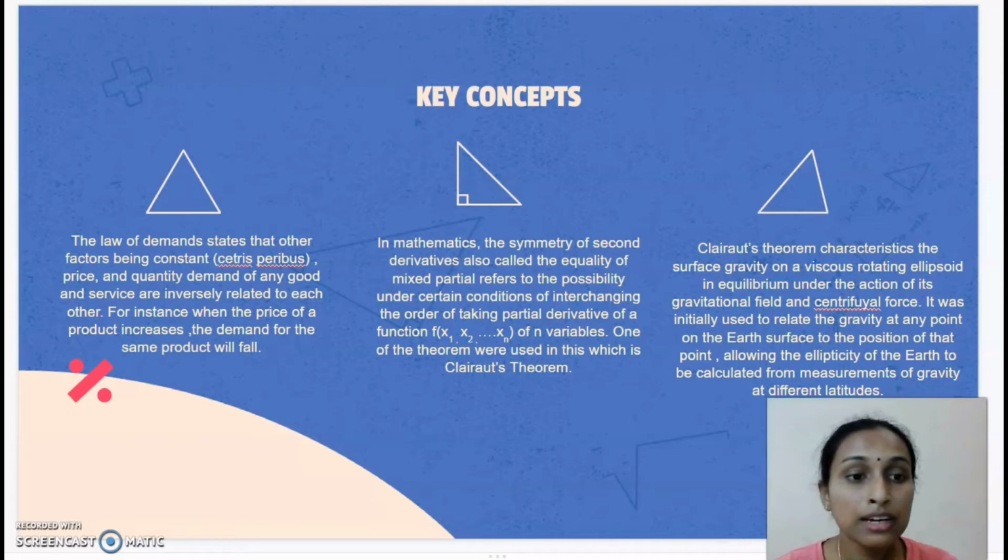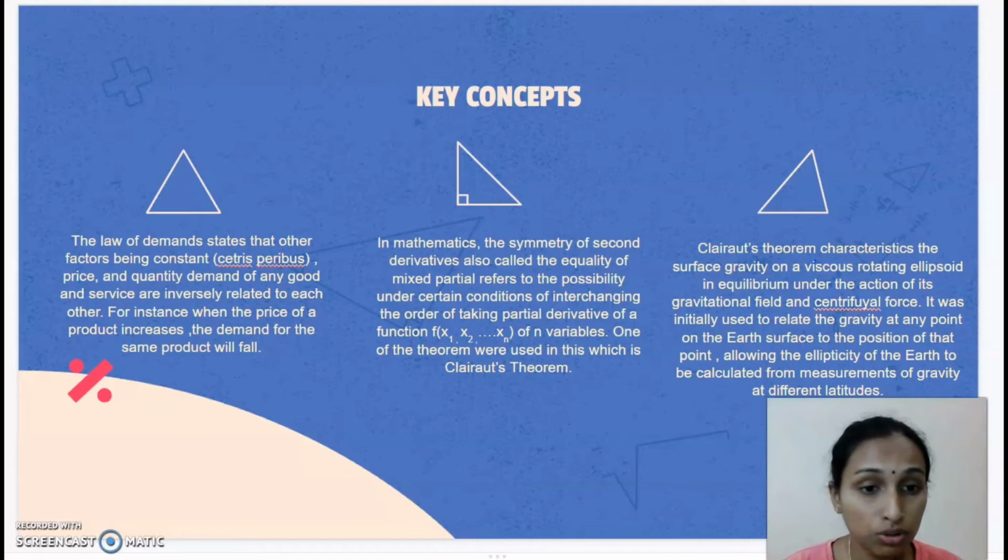Next is Clairaut's theorem. Its characteristic is the surface gravity on a viscous rotating ellipsoid in equilibrium under the action of its gravitational field and centrifugal force. It was initially used to relate the gravity at any point on the Earth's surface to the position of that point, allowing the ellipticity of the Earth to be calculated from measurements of gravity at different latitudes.